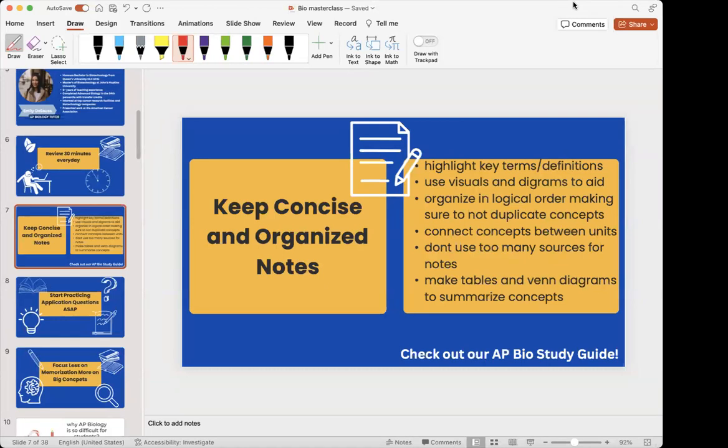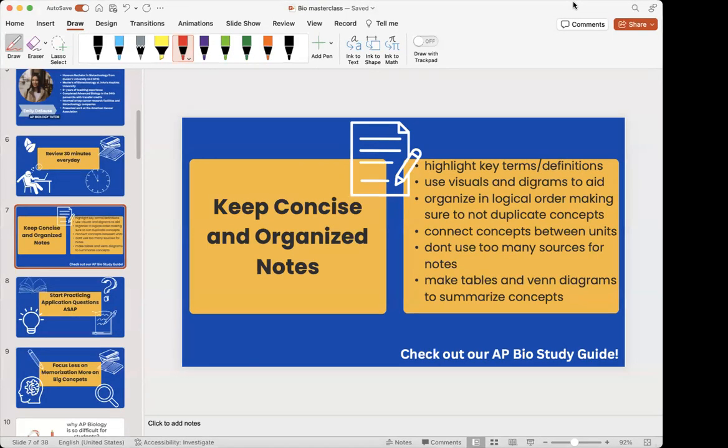You can write little side notes when you are doing concepts that you maybe heard about or that you can see interconnected with other units. It's good to do that. It's a little bit harder when you're keeping your notes, but it's just something that you should keep in mind as you're writing them.